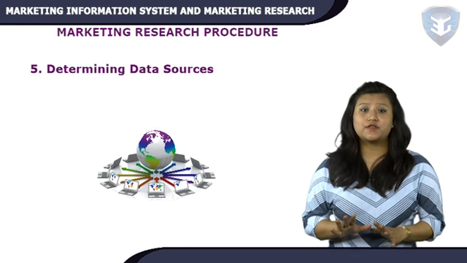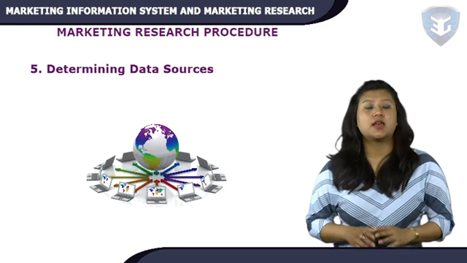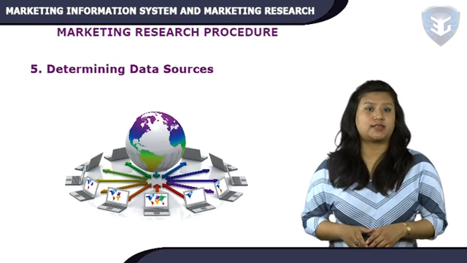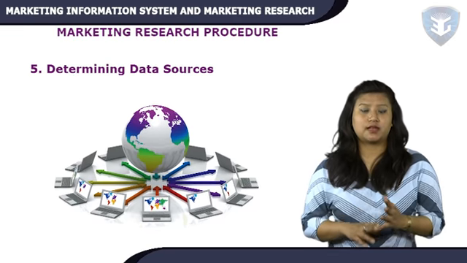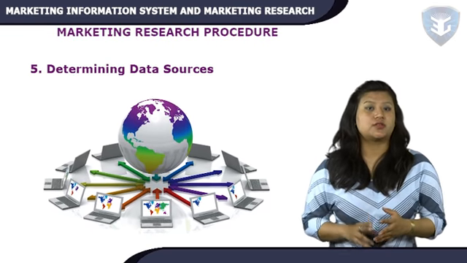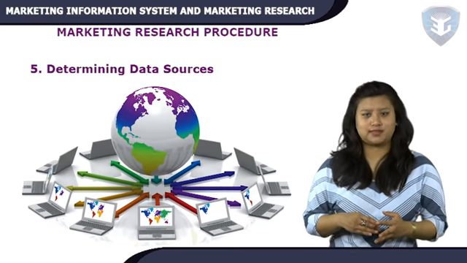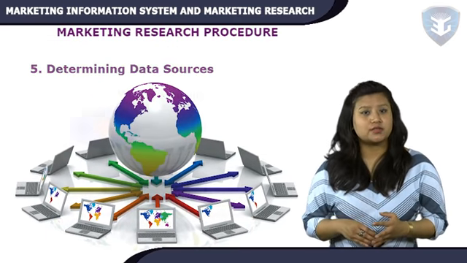Determining data sources. The fifth step in the marketing research process is to determine the data sources. The researcher decides the sources of collecting data. The two main sources are secondary data and primary data. The researcher first collects secondary data because it is easily available and less costly. It is collected by desk research.